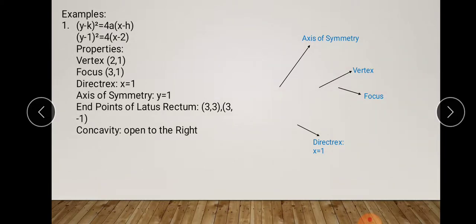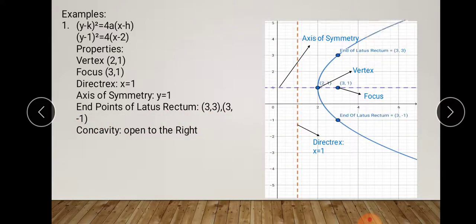Examples. Example number 1: (y − k)² = 4a(x − h), here (y − 1)² = 4(x − 2). Properties: vertex at the point (2, 1), and the focus at the point (3, 1). Directrix x = 1, and the axis of symmetry y = 1. The endpoints of the latus rectum are at the points (3, 3) and (3, −1). The concavity is open to the right.